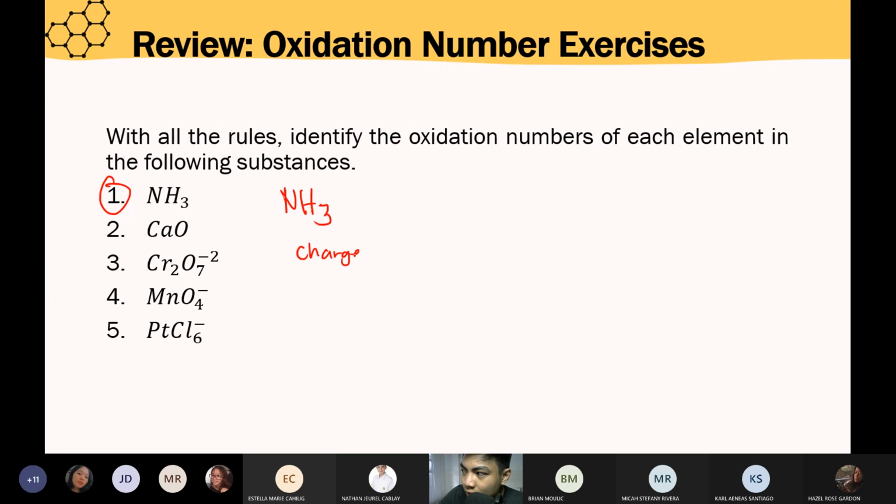The charge of the molecule, teka lang, lobat. Okay. Charge na ba? Ayan, so charging na.